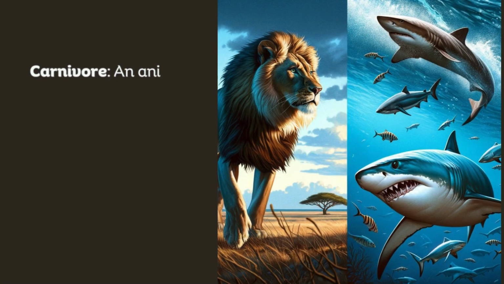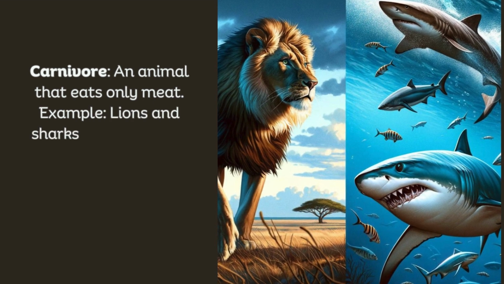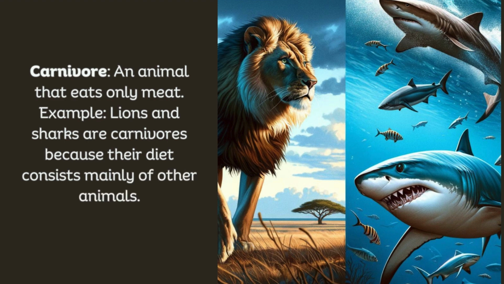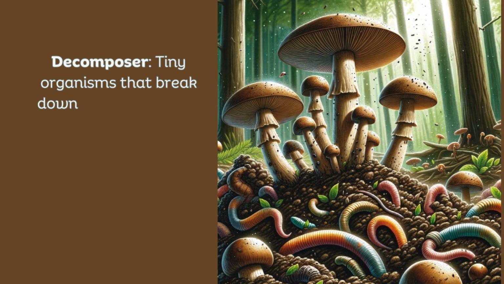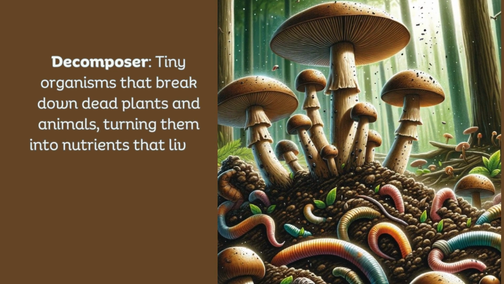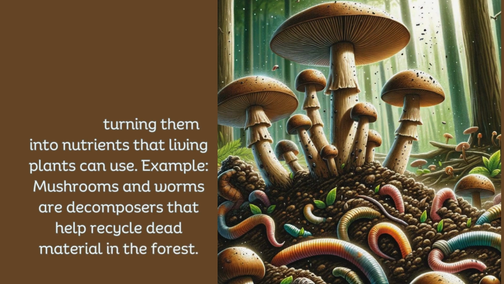Carnivore. An animal that eats only meat. Example: lions and sharks are carnivores because their diet consists mainly of other animals. Decomposer. Tiny organisms that break down dead plants and animals, turning them into nutrients that living plants can use. Example: mushrooms and worms are decomposers that help recycle dead material in the forest.